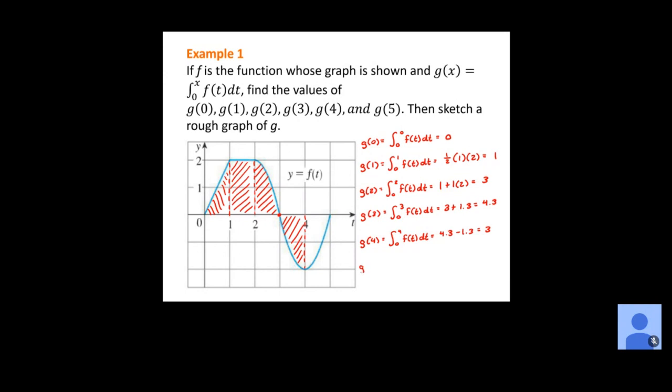All right, our last one, g of 5. Now we're looking for the integral from 0 to 5. So again, we can start with the 3 that we just had from 0 to 4. Now we're adding in this additional area over here. So what is that area going to be? Negative 1.3 again, right? Because it looks like it's the same as the one before it. And so if we subtract that, what should we get? 1.7. Good. Okay. Any questions on those?